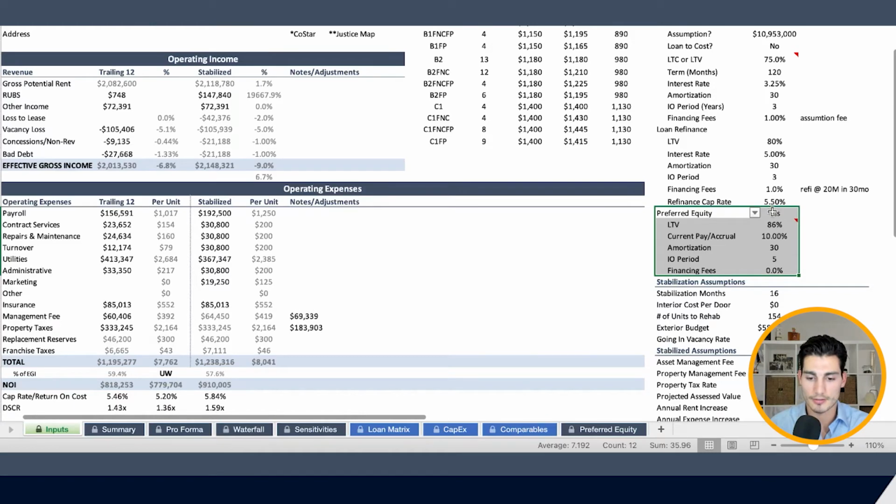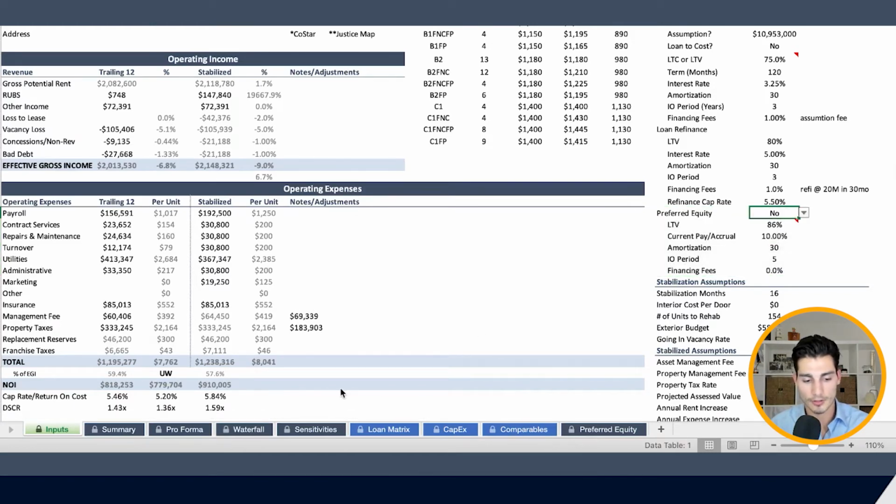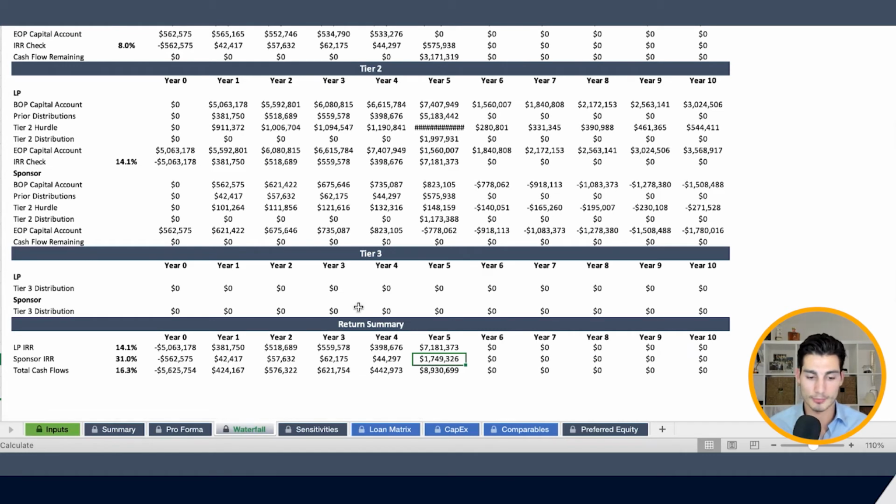So if I turn off the pref, go back to the waterfall, the sponsor actually, their promote went up by about 200,000. So to 1.75 million. And that's a little counterintuitive, but that's how this actually works. And the reason why it works that way is the sponsor is taking a 30% promote, for example, on the fixed sum of profits. And actually, in this case, there's less profits to promote because there's less Class B members and more of the cash flow and distributions are going to the Class A members.